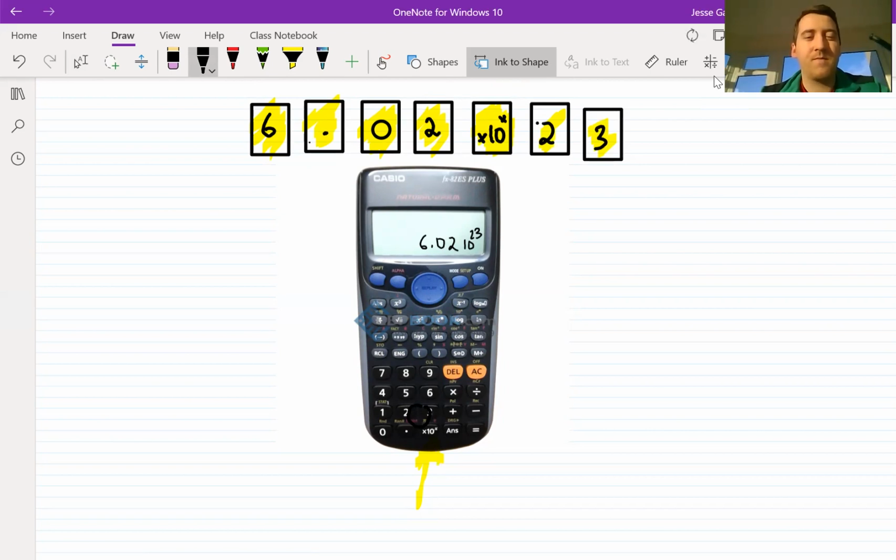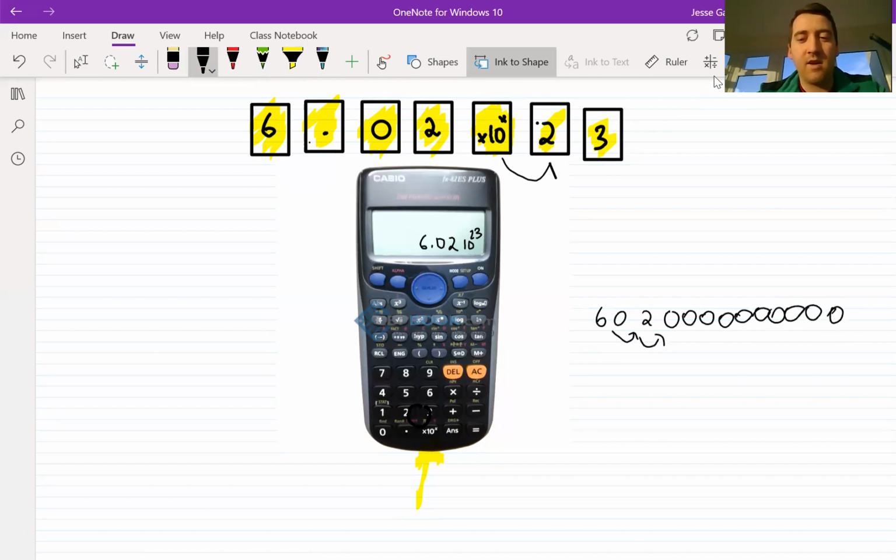Okay, that's what you should do. Now, just for clarity, if we want to know the full size of this number, I wouldn't write the decimal point here. Because this is by 10 to the power of 23, I need to move this decimal place 23 places to the right. So it's going to be 602 and then 21 more zeros after it. Look how long this is going to be. How many zeros is that? 1, 2, 3, 4, 5, 6, 7, 8, 9, 10.